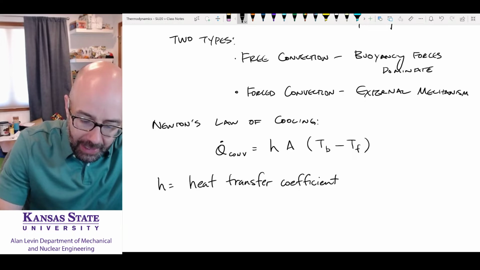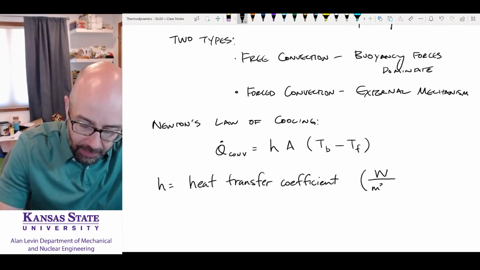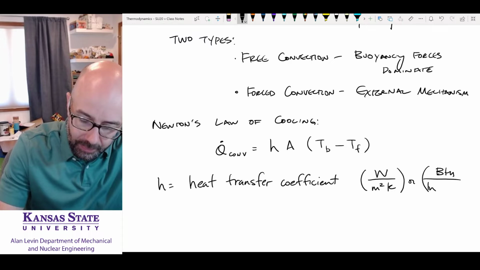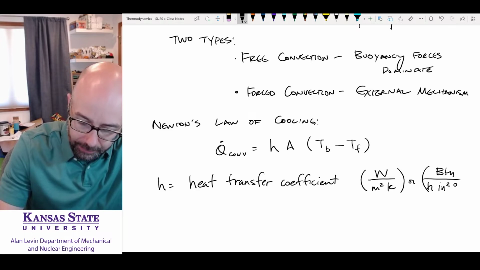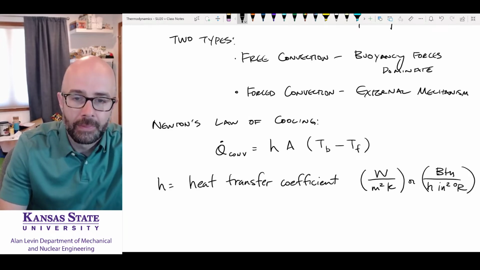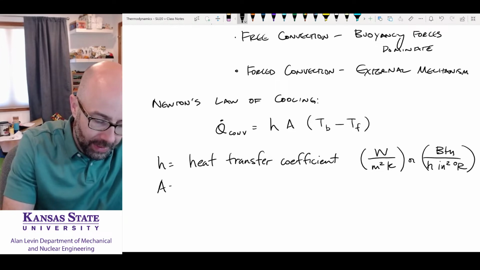And this is going to be in watts per meter squared Kelvin, or it's going to be in BTUs per hour per inch squared per degree Rankine. Okay, that's the heat transfer coefficient. Area is going to be the surface area.